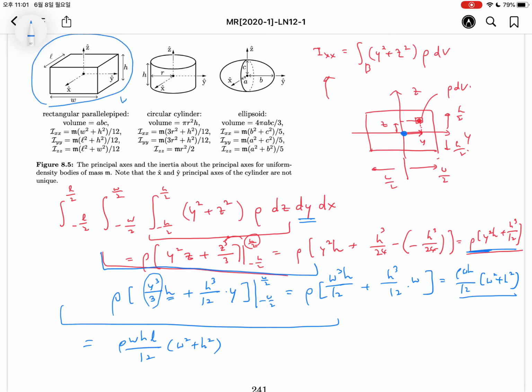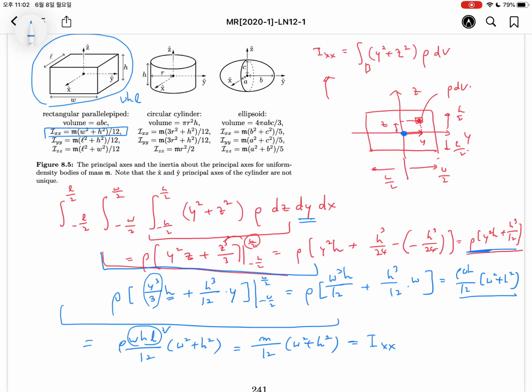This volume will be W H L. So this is the volume. Okay, is it right? Log V is equal to mass over 12 W square H square. It is equal to Ixx. As you can see here, we can obtain the x-axis moment of inertia. The procedure is a little bit difficult, but we should know how to obtain it.